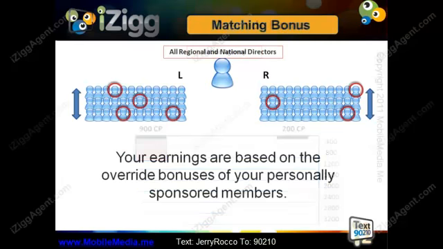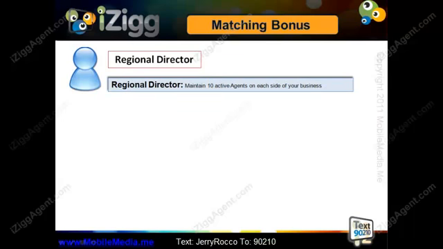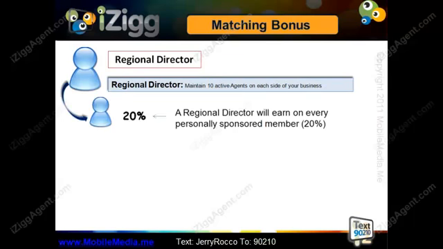So let's talk about the matching bonus a bit. Matching bonus is where your earnings are based on the override bonuses of the people that you personally sponsor. So in this scenario, you sponsored 4 on your left and 3 on your right. All of these people you would be paid on as a regional director. So let's say you sponsored John. As a regional director, you'll earn 20% of what he makes on his binary. So if John makes $10,000 override check on his override bonus, you'll get paid $2,000. If he makes $100, you'll get paid $20.